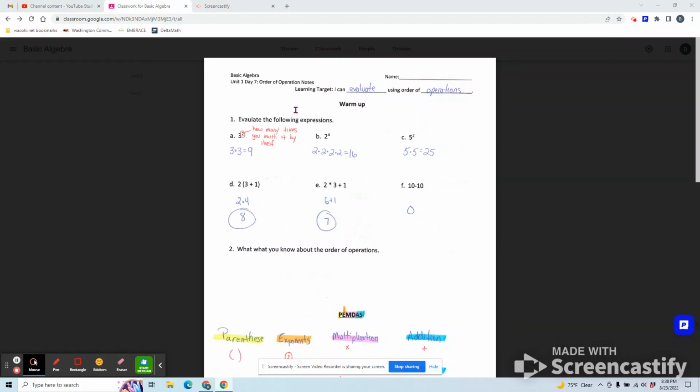Today we're going to focus on order of operations. So you're going to be able to evaluate using order of operations. So the first question is asking you to evaluate the following expressions.